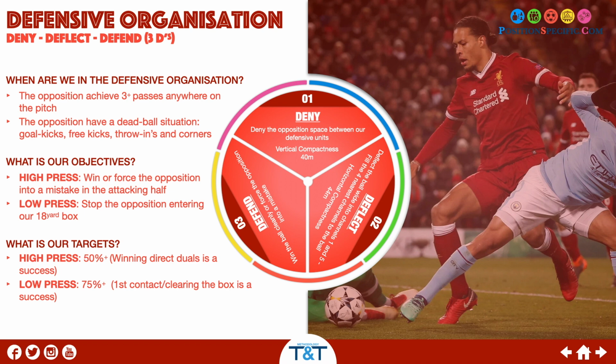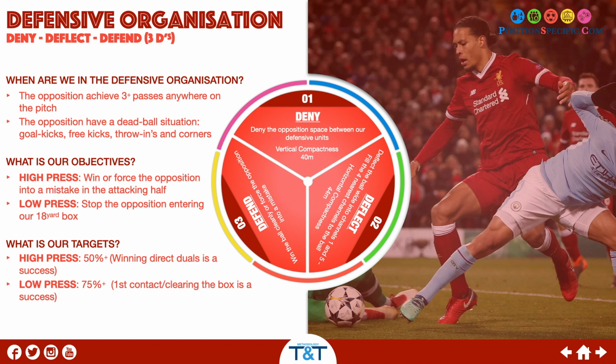So when we're in defensive organisation, the opposition have achieved 3+ passes in that defensive transition that we talk about, anywhere on the pitch. In defensive transition, we obviously want it back in 3. If it goes past the 3, then the opposition might have a dead ball situation: goal kicks, free kicks, throw-ins, corners, etc. We want to get into an organised state as quick as possible.